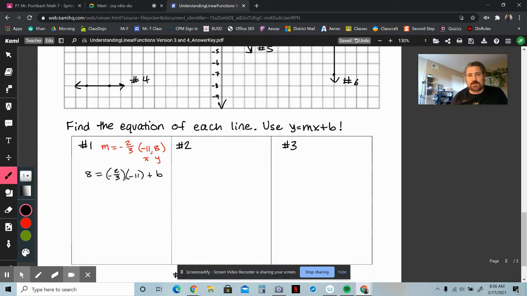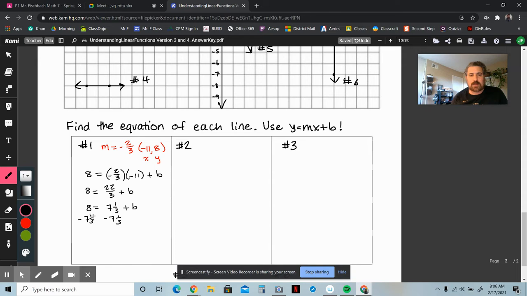So what is -2/3 times -11? Well, -2/3 times -11 is going to be positive, because a negative times a negative is a positive. And 2 times 11 is 22. So this is going to be positive 22/3 plus b. Now 22/3, that's the same as 7 1/3. So I'm just going to rewrite that as 8 is equal to 7 1/3 plus b. And you want to minus the 7 1/3 from both sides to get the b by itself.